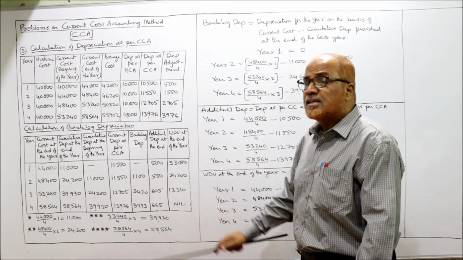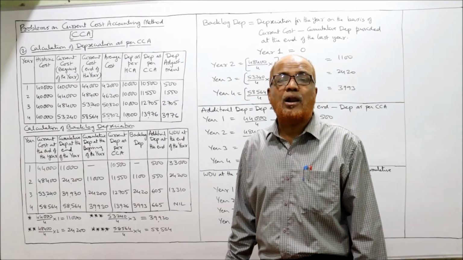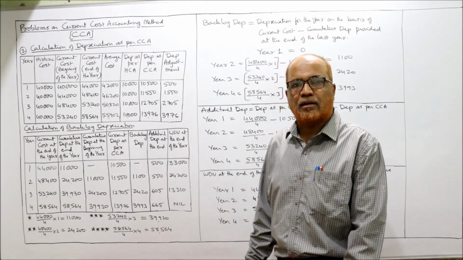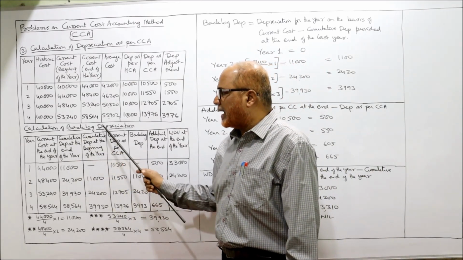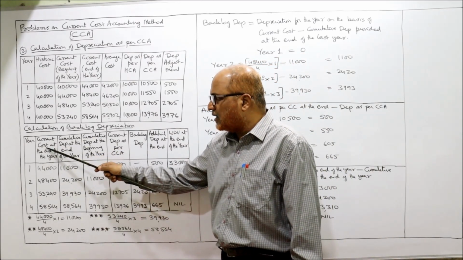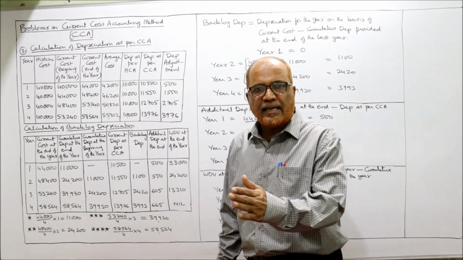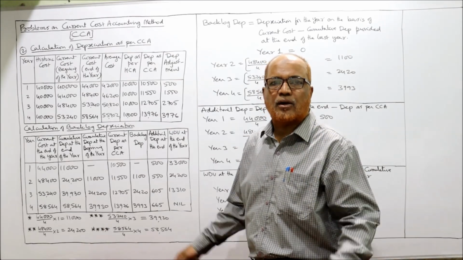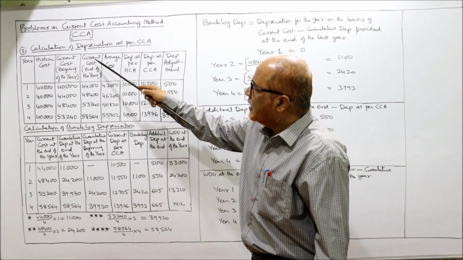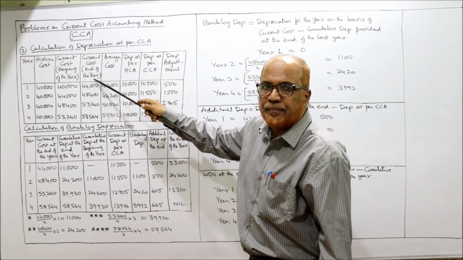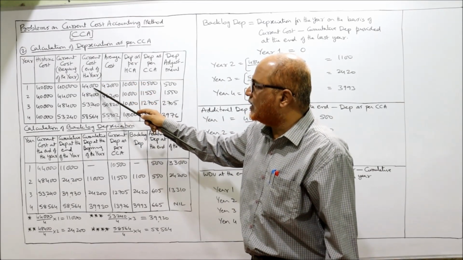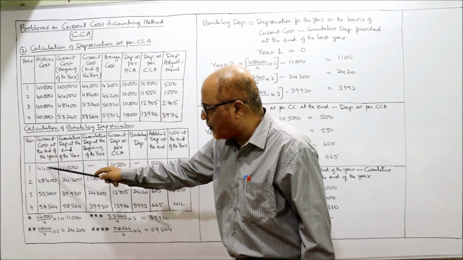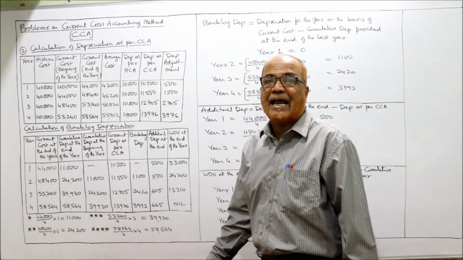The second table we are making is for calculating backlog depreciation, additional depreciation and WDV at the end of the year. Right? Now, calculation of backlog depreciation. Year 1, 2, 3, 4. Current cost at the end of the year. At the end of the year, what is the current cost of the machine? At the end of the first year, second year, we have already calculated here. See here, current cost at the end of the year: 44,000, 48,400, 53,240, 58,564. The same four values I have copied down here. This is the current cost at the end of the year.